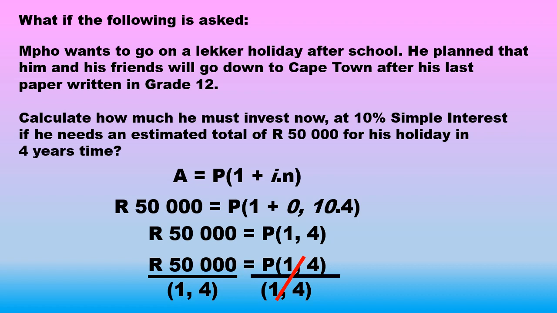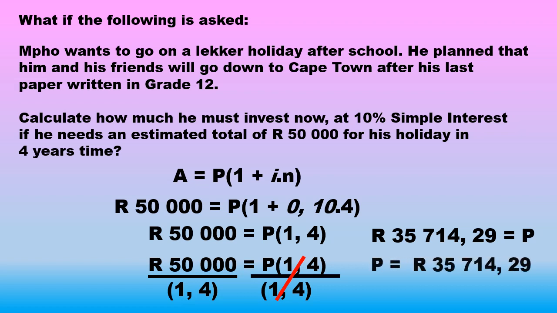So 50,000 divided by 1.4 gives you 35,714.29. So does that make sense? His present amount of money he must invest now, 35,000, to have 50,000 at the end of 4 years. That does make sense. Okay, so you can just always write it the right way around as well if you want. So P is equal to 35,714.29 cents. Okay, let's have a look at another question.